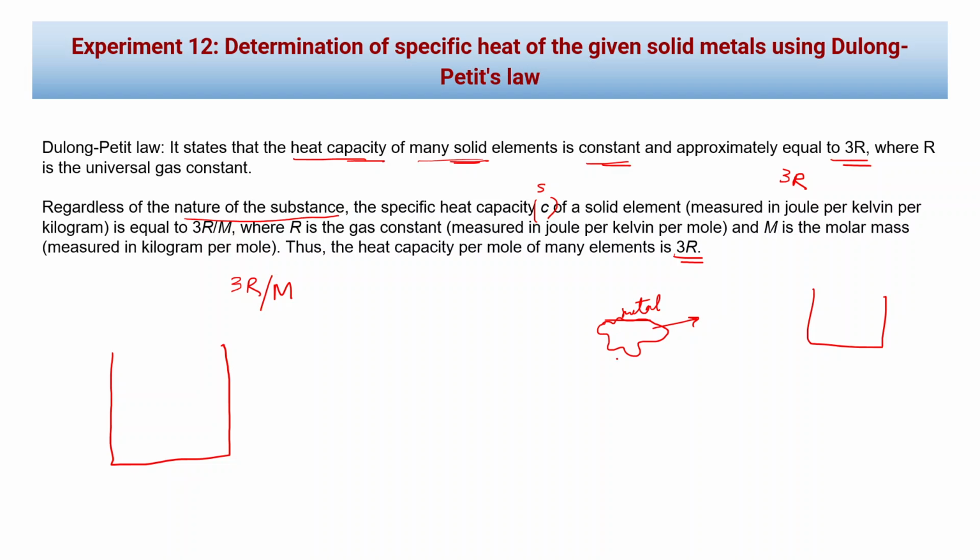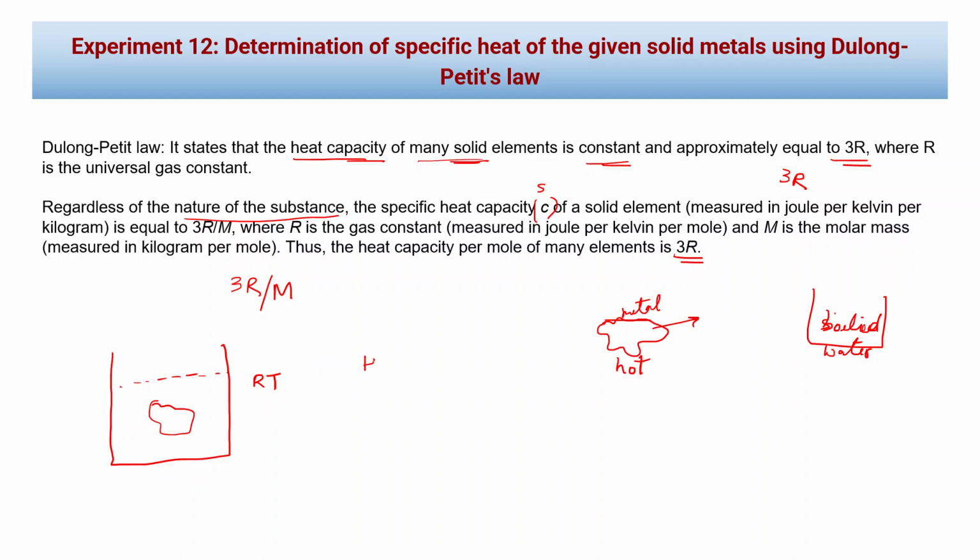Now this has become hot because I placed it in boiling water, so its temperature has increased. In this calorimeter also I have some water at room temperature. Then I take this hot metal body out of the boiling water and keep it here. Now there will be heat transfer, heat exchange, between this hot metallic body and this cold water.